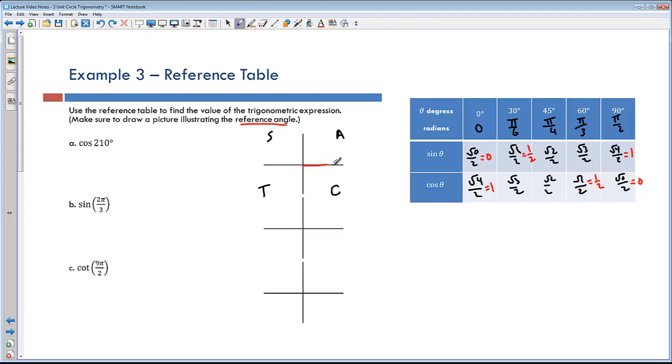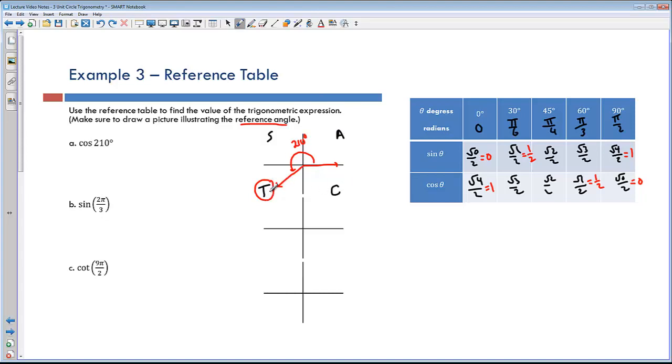So we start here. Then 210 degrees, this is 90, 180. So 210 must be down here, because that's 270. So 210 is somewhere right around here. So that's 210 degrees, and what you notice is you fall in this third quadrant, so you fall in this T quadrant. All Students Take Calculus.